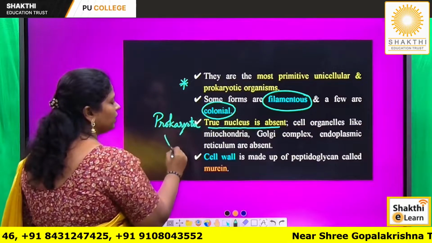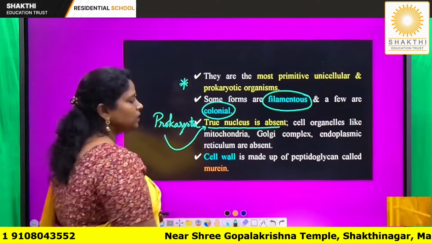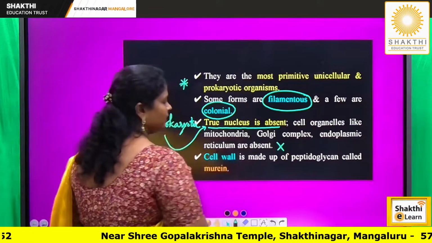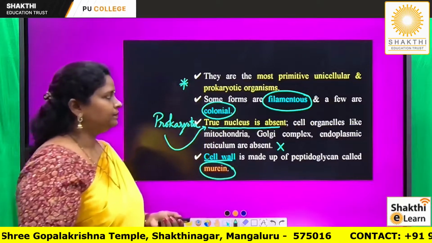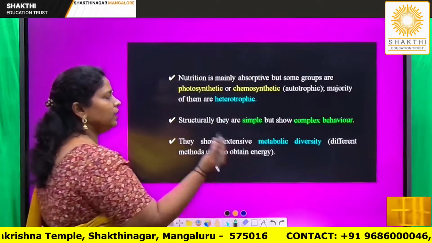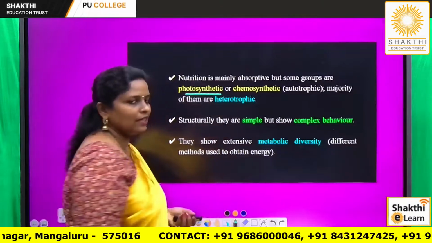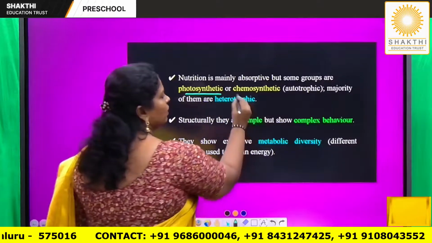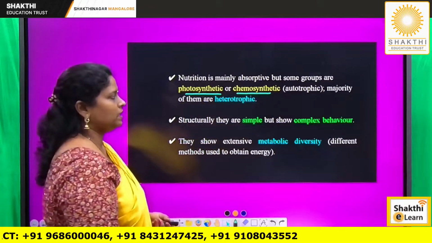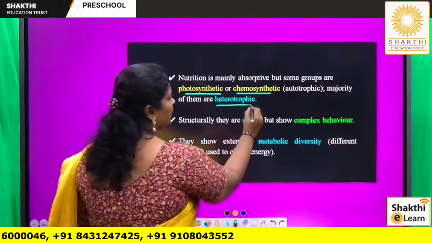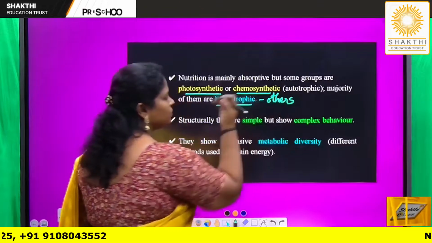Important feature of prokaryotes is they don't have a true nucleus, and most of the cell organelles are missing, and the cell wall has a component called murein. Other features: the way in which they get their food, either by photosynthesis, that is using sunlight and different raw materials, or breakdown of organic compounds, then we use the term chemosynthetic. Majority of them depend on others for their food, so we use the term heterotrophic.